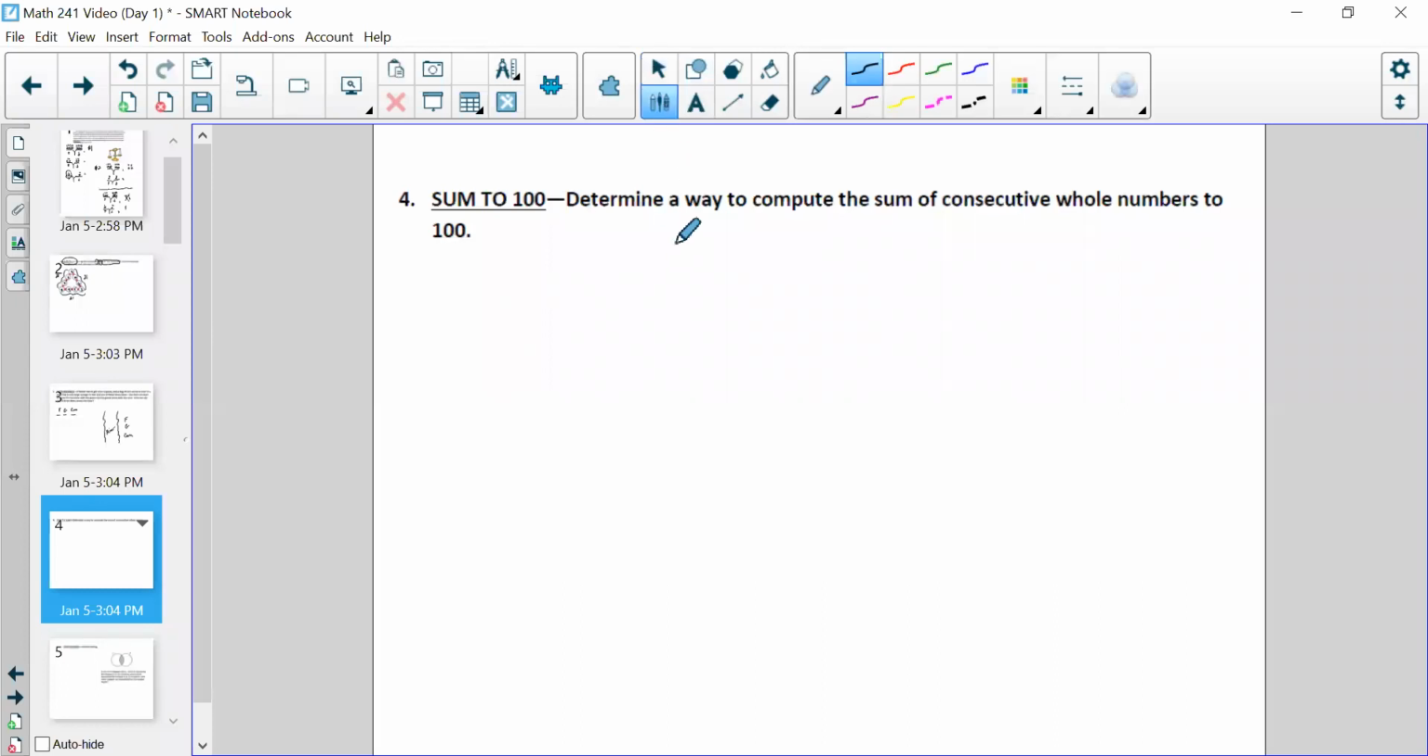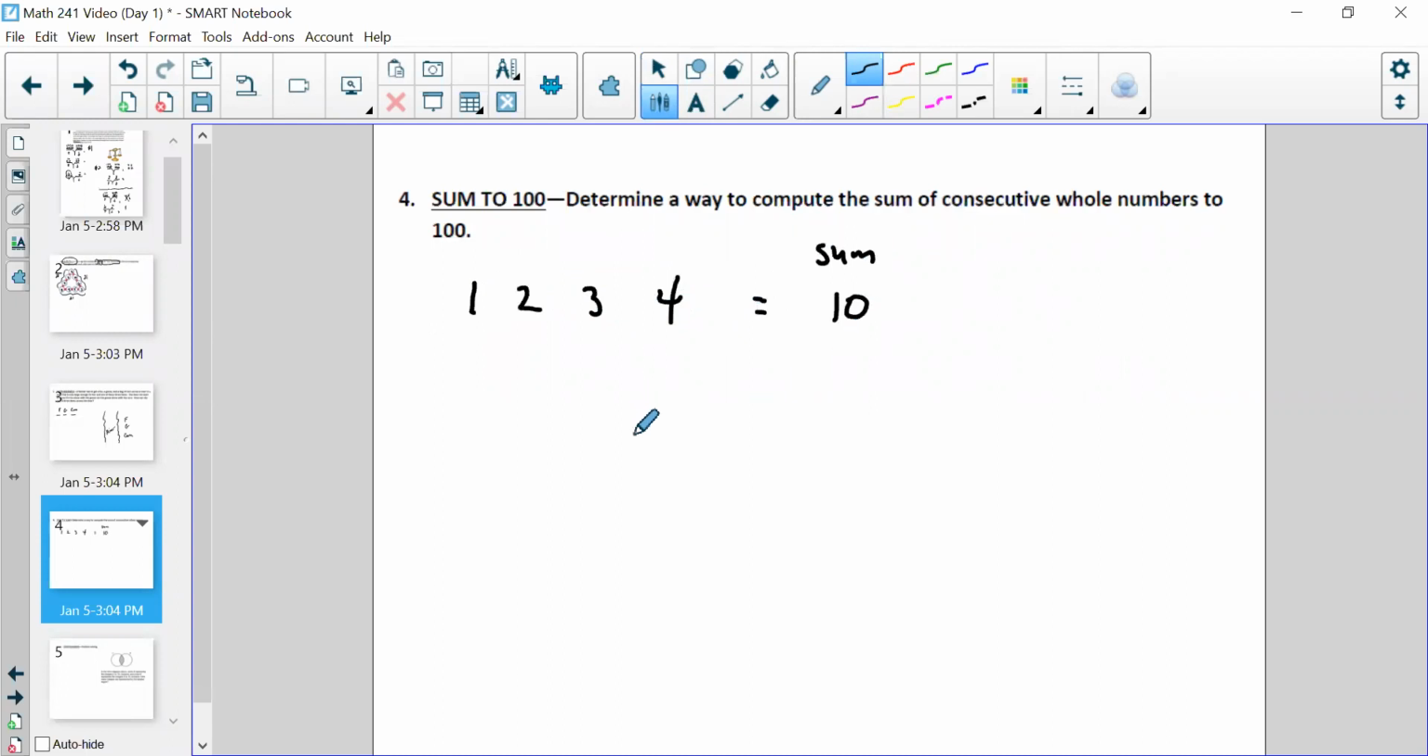So this next question says, determine a way to compute the sum of consecutive whole numbers to 100. So I'm going to start with kind of a simpler one. Let's say I have 4 numbers, and I would like to find the sum. Well, the sum would be 4 plus 3 is 7, 8, 9, 10. 10 would be the sum.